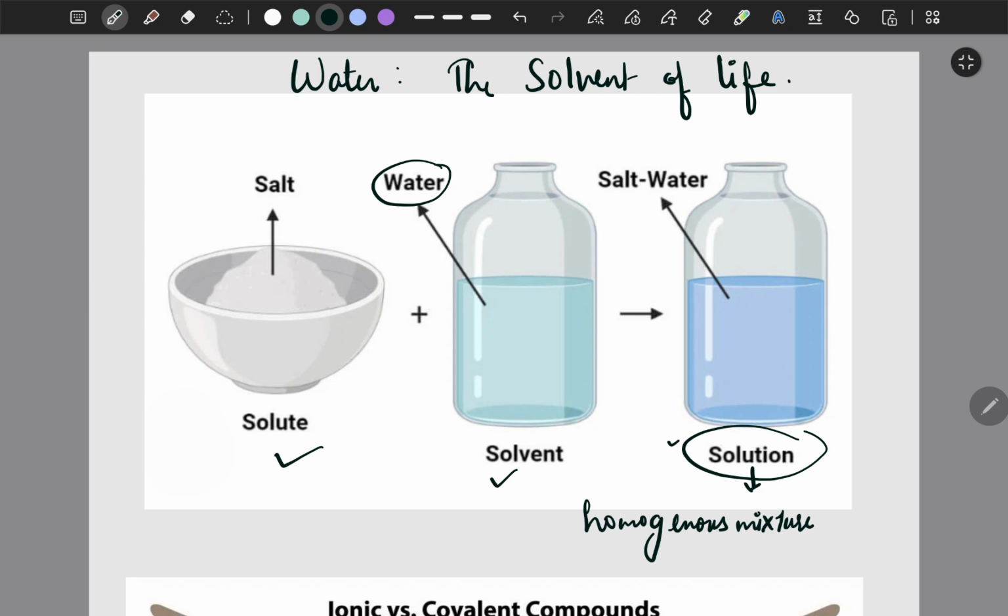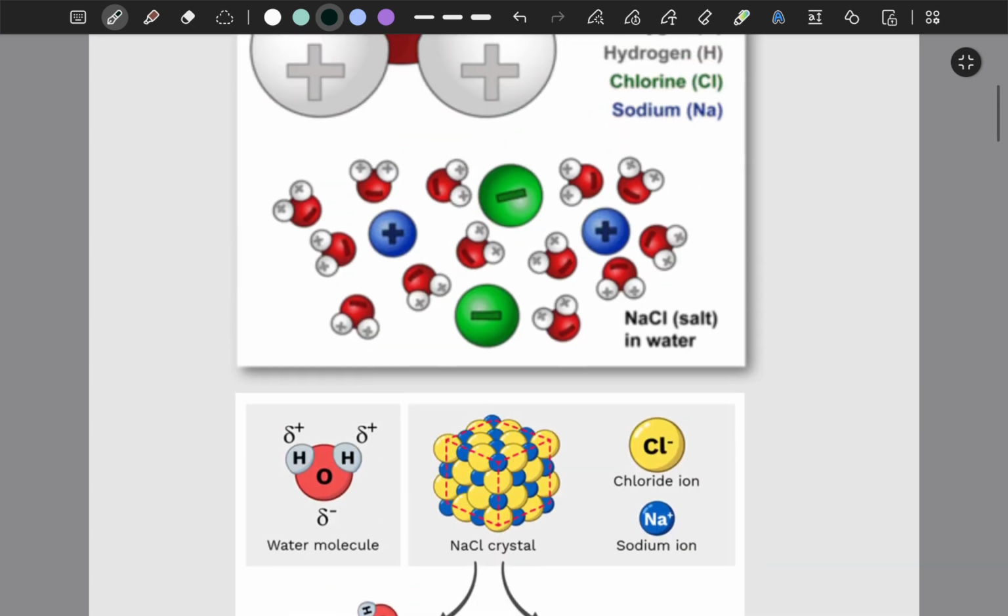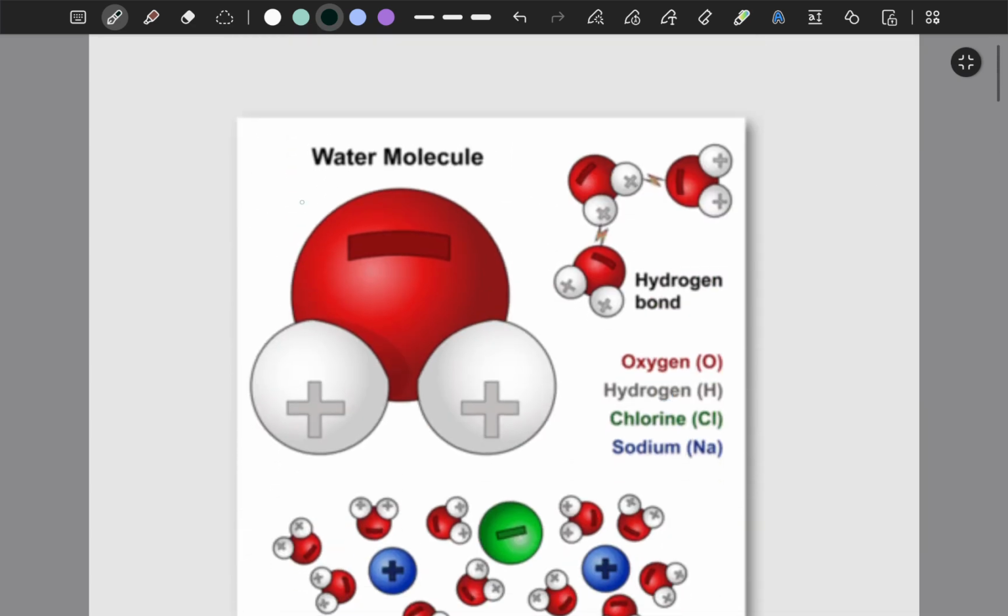If the water is the solvent, the solution will be an aqueous solution. Okay. And water is a very versatile solvent, and all thanks to its polar nature. You know the water molecule is polar.